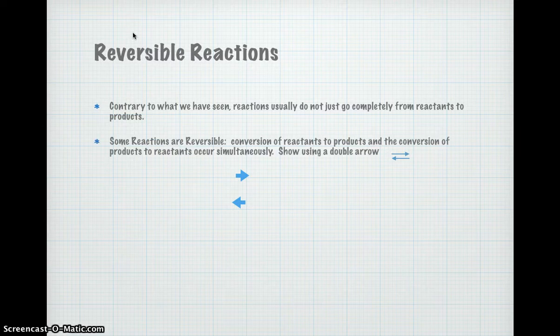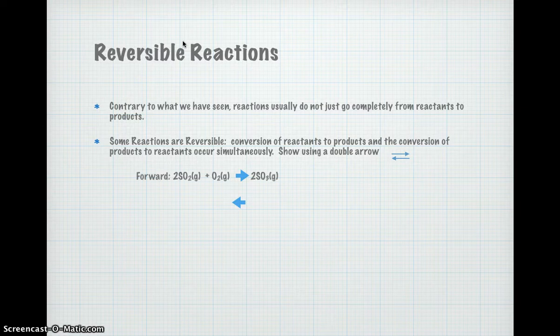Some reactions are reversible, and what that means is that as reactants are being made into products, products are also then decomposing again back into reactants. So it's a conversion of reactants to products and the conversion of products to reactants, and that is taking place simultaneously. Now we show this using a double arrow. All right, so let's take a look.